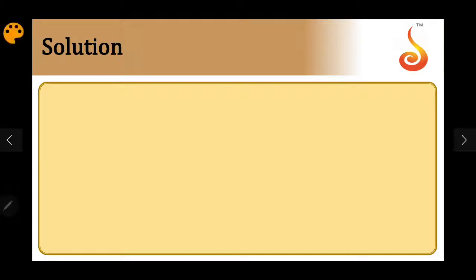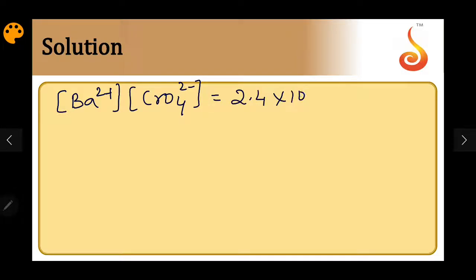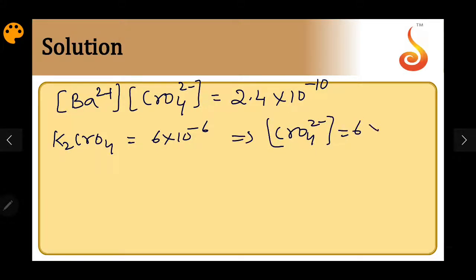So Ksp of barium chromate, that is [Ba2+][CrO4 2-], is equal to 2.4 × 10^-10. What is the concentration of barium? We have to find out the maximum concentration. Potassium chromate is given as 6 × 10^-6. K2CrO4 is given as 6 × 10^-6, which means CrO4 2- is also 6 × 10^-6. So what is the Ba2+ concentration?